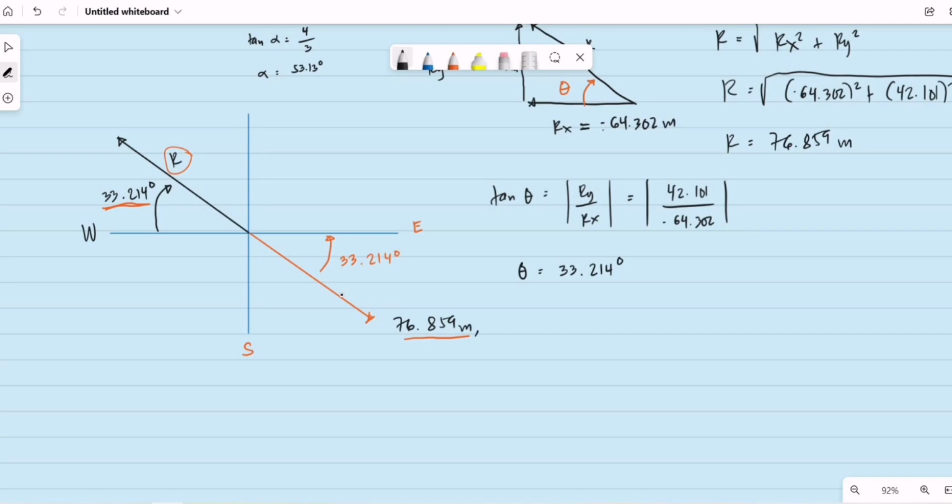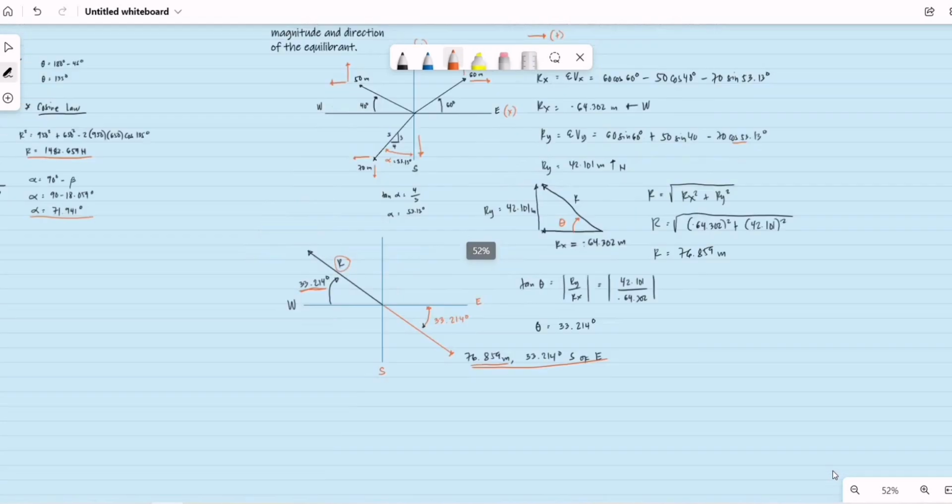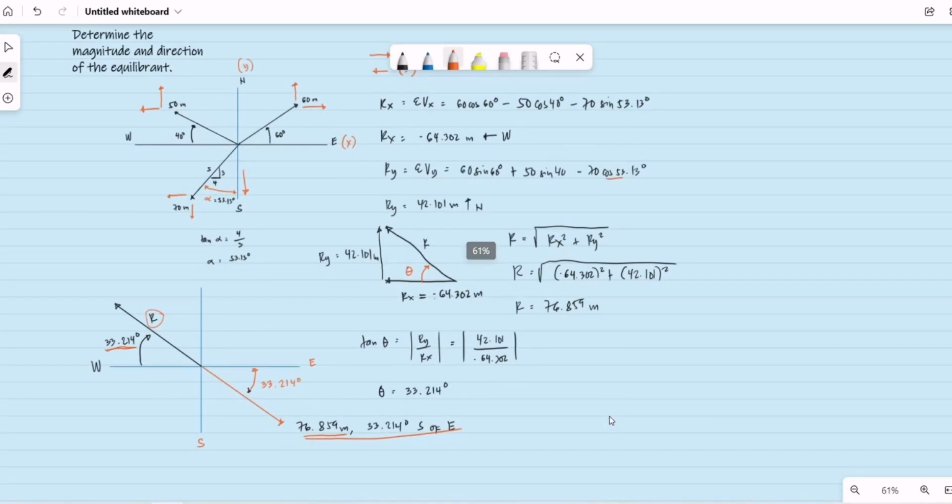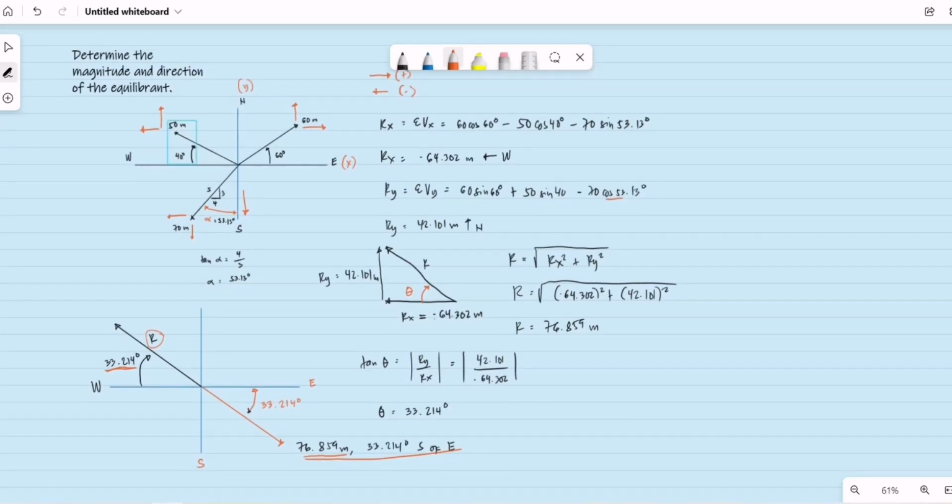That will be the magnitude of the equilibrant, and its direction is 33.214 degrees, south of east. So this will be our answer for this problem: 76.859 meters, direction 33.214 degrees, south of east. So again, this is our example for the component method for vectors.